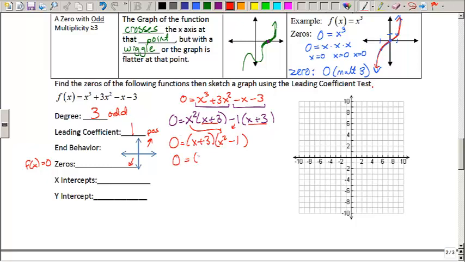And then I can finish this up by using a difference of two squares, x plus 1 and x minus 1. Set each of the factors equal to 0. I'm getting x is equal to negative 3, x is equal to negative 1, and x is equal to positive 1. Each of those factors appears only once in my polynomial. I have no duplications of my factors, so each one of these will have multiplicity of 1. If it has a multiplicity of 1, you don't have to state it. My zeros are just going to be negative 3, negative 1, and 1.